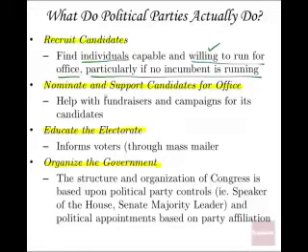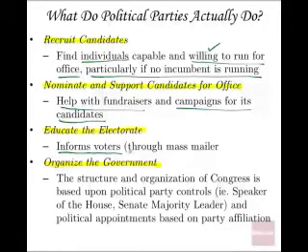Another thing, they nominate and support candidates for office. So they're going to help with fundraisers and campaigns for their candidates. They educate the electorate. You can argue that political parties inform voters, usually through a mass mailer. They do what they can to convince their members to go out and vote, but also inform them what their views are and how they would run the government should they be elected. And also, they organize the government.